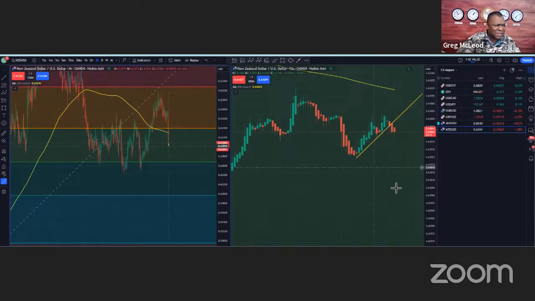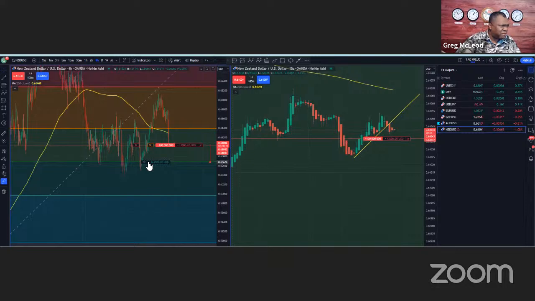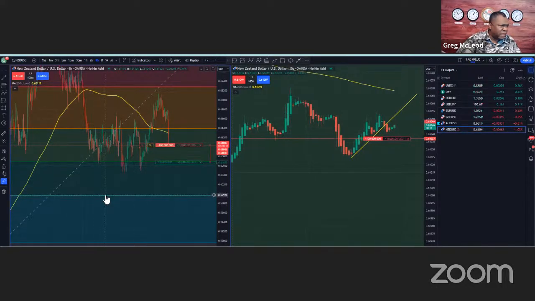Fantastic. Oh, we got a trend line break, and let's go ahead and short 6107. Let's see if we can make our way down to the support level 6070. That takes us down to this level of support.